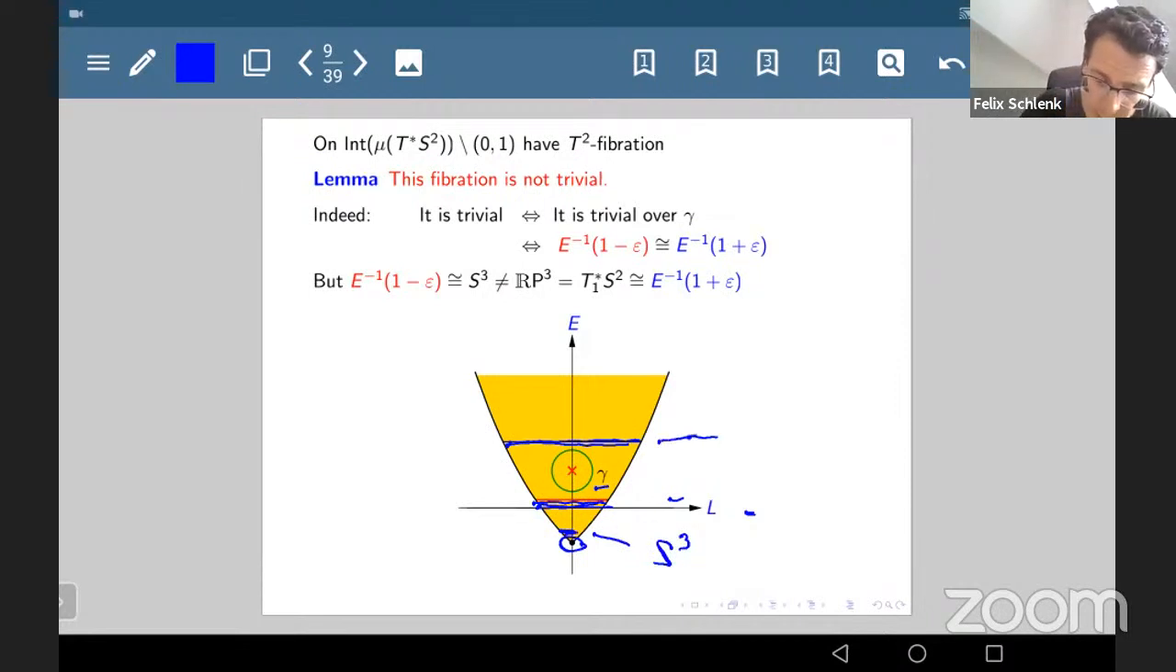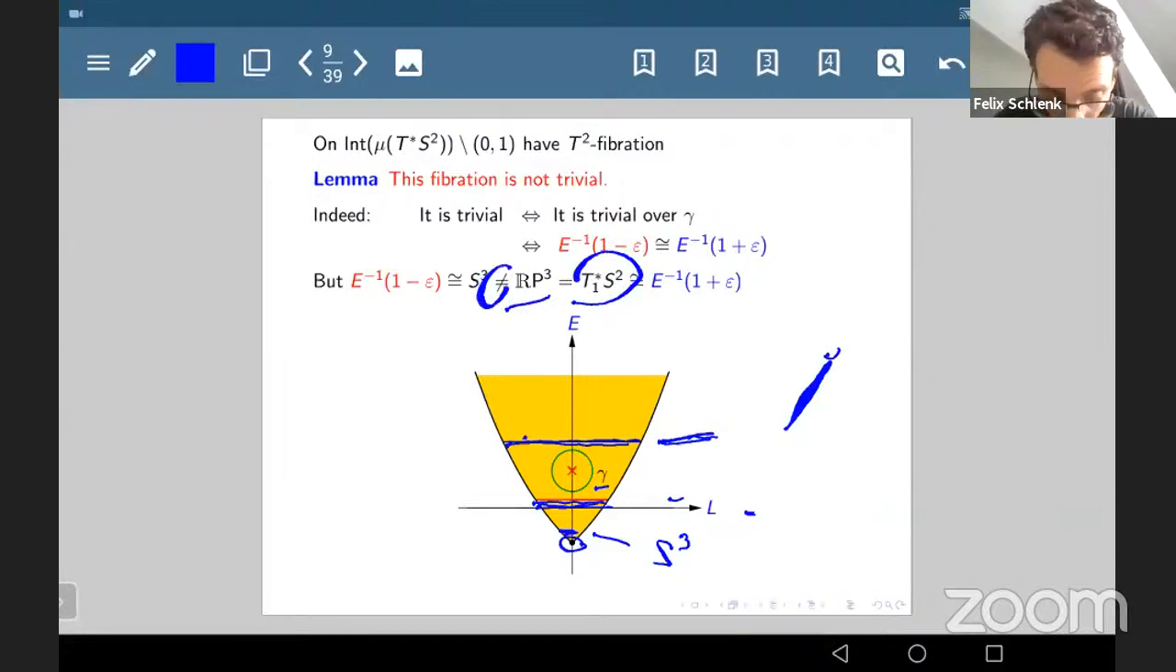But this level here is, of course, what happens when you look at the geodesic flow over S2, right? It means that all the energies are the same. So you can go to tangent or cotangent vectors. They all have the same length. This is exactly the configuration space of geodesic flow. So this is T1 S2, which is, of course, RP3, which is different from S3. So it means this fibration is non-trivial.